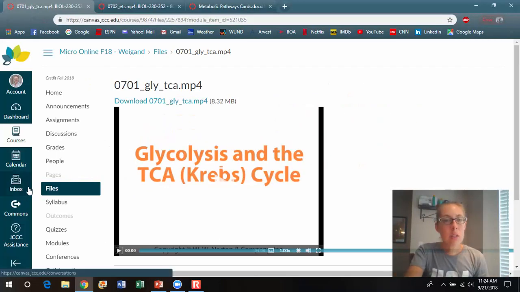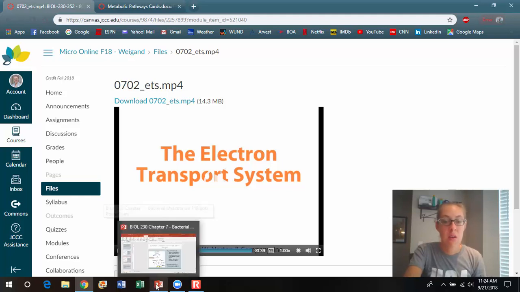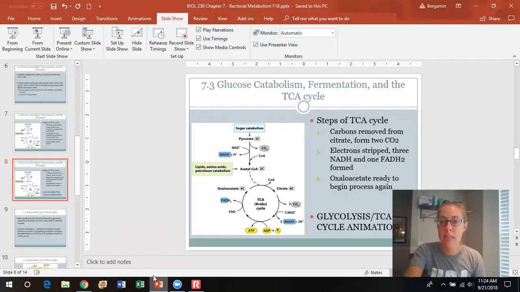All right, so I don't expect you on the TCA cycle to know any of those intermediate molecules, but do realize that citrate is what you start with and oxaloacetate is what you end up with.